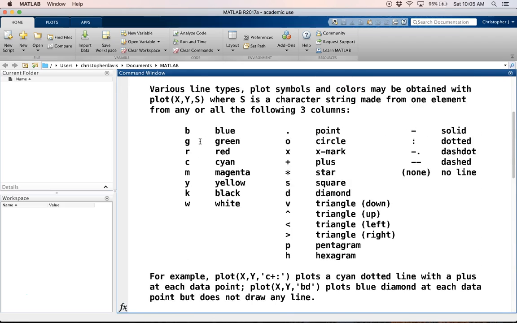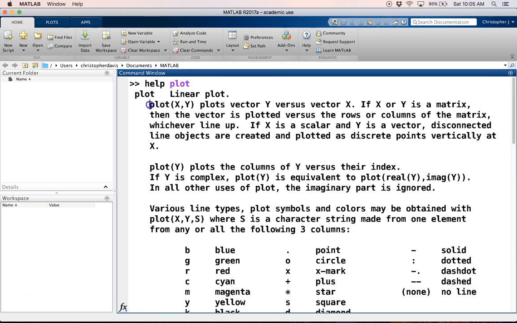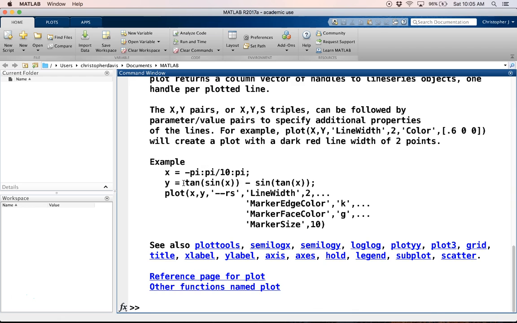And it's pretty long, but let's just look at the very top, which shows us what the syntax is in the most basic usage. So basic usage is plot takes two inputs, and the two inputs are vectors, a vector x and a vector y. And then what it's going to do is x is going to represent the x coordinates, y is going to represent the y coordinates. So let me show you an example of what this means.